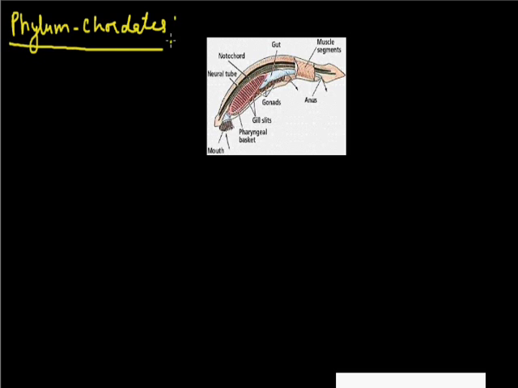Now we discuss the phylum Chordata. The next phylum we call the chordates. What are the features of chordates? Some important features in the chordates. The first feature is the presence of notochord. If the animal has a notochord, the animal is called a chordate. Notochord is the structure which develops in human beings into the backbone.